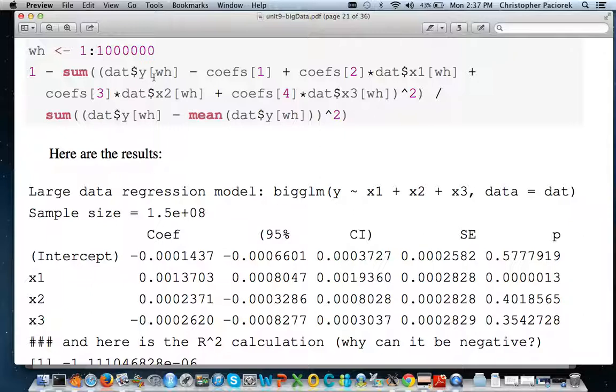Of course, if I had done this for the full set of observations, I would have gotten an R squared that was a tiny bit bigger than 0, probably something like 0.001 or 0.0001. I didn't actually calculate it.